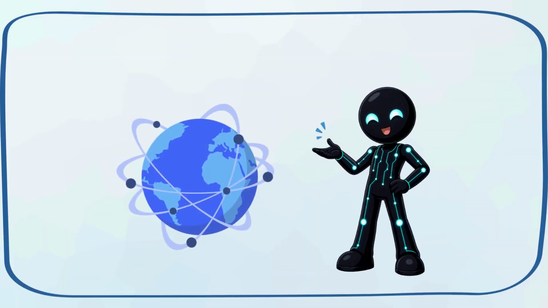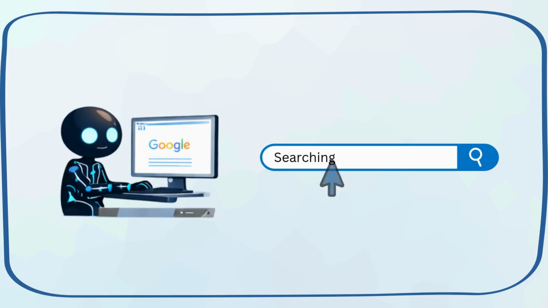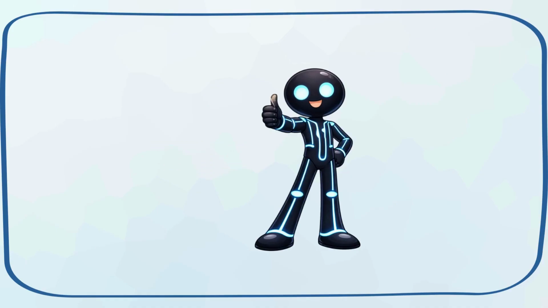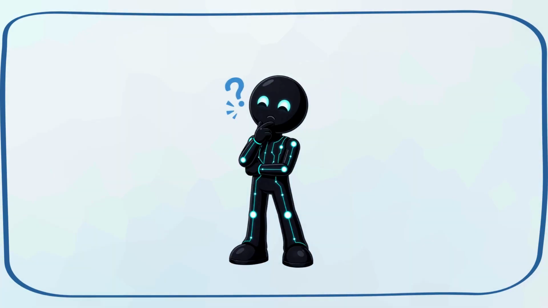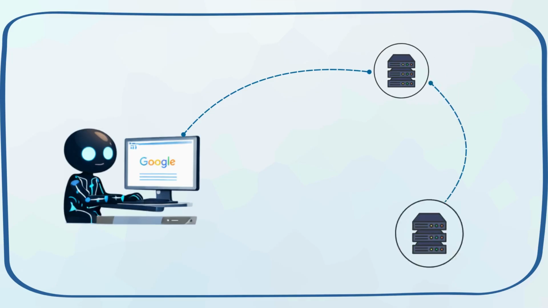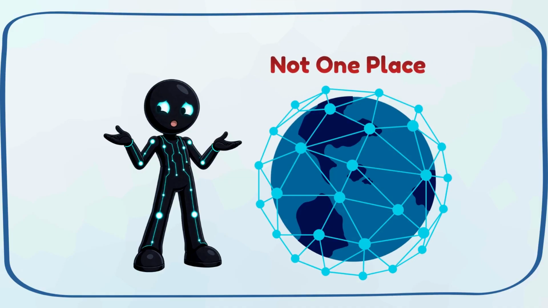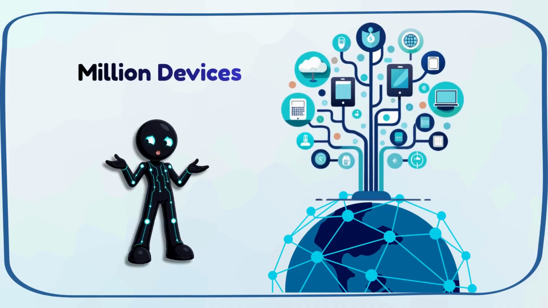Everyone uses the internet every day. You search something, click, and instantly you get a result. It feels simple, almost like magic. But here's the question. How does your device know exactly where to go? Because the internet is not one place. It's millions of devices connected together.